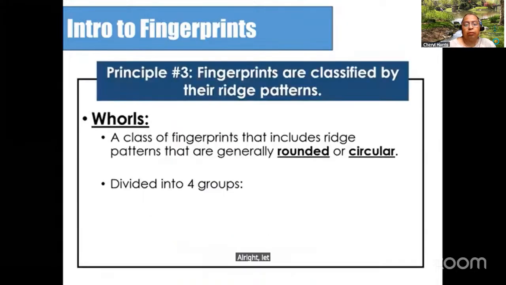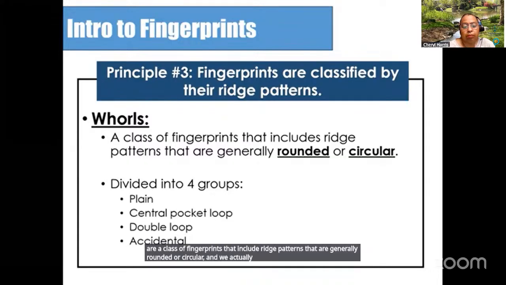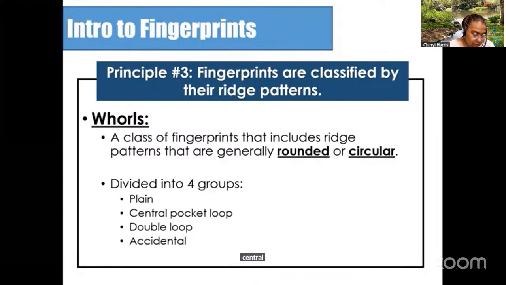All right, let's look at whorls. Whorls are a little more complicated. Whorls are a class of fingerprints that include ridge patterns that are generally rounded or circular. And we actually have 4 classifications for our whorl fingerprints. We can have plain whorls, central pocket loop whorls, double loop whorls, and then accidental whorls.